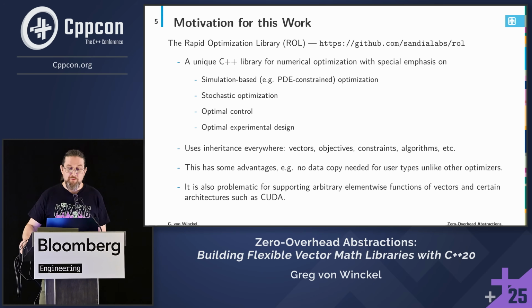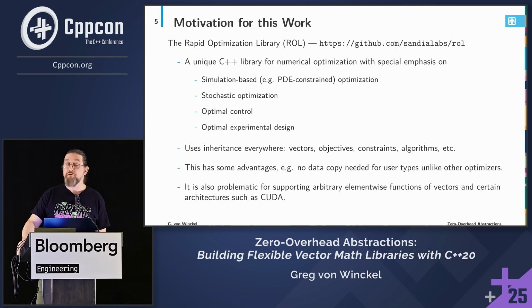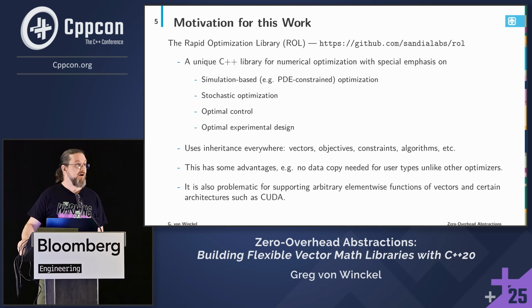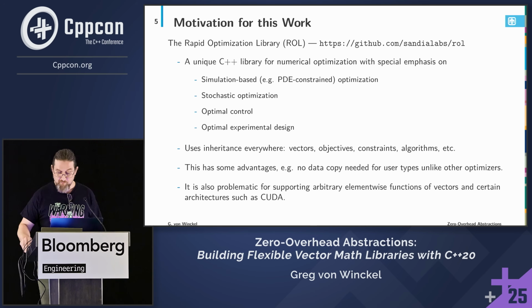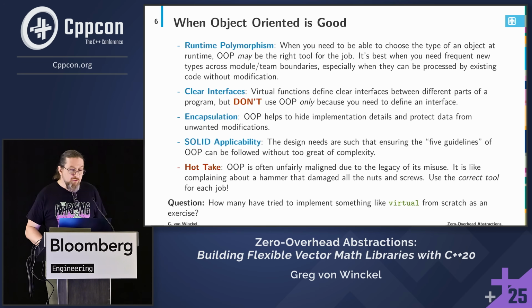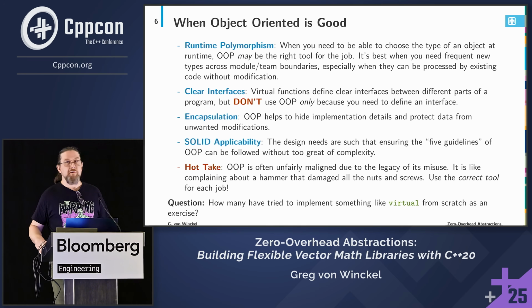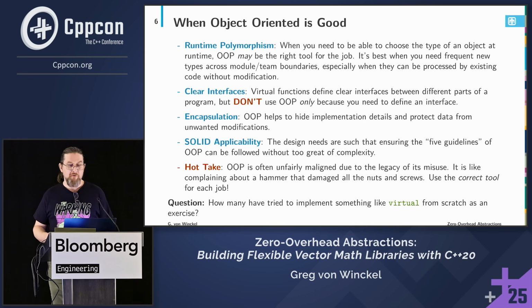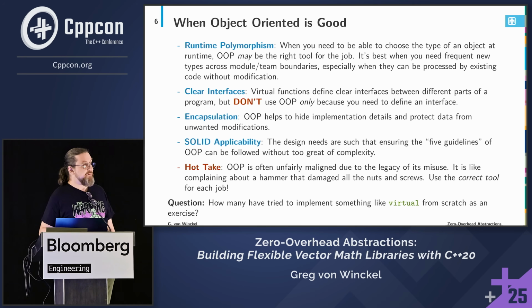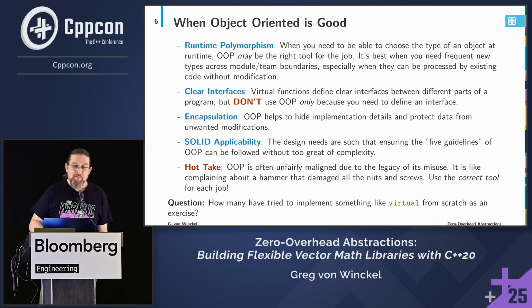A particular example of this would be, if you want to try to run things on a GPU. And you certainly aren't going to be doing virtual lookups on the GPU, or certainly not recommended to try to do that. Okay, so when is object-oriented good? There's a question that came up about this earlier, and I'm not sure I'm going to be able to give you a more definitive answer.